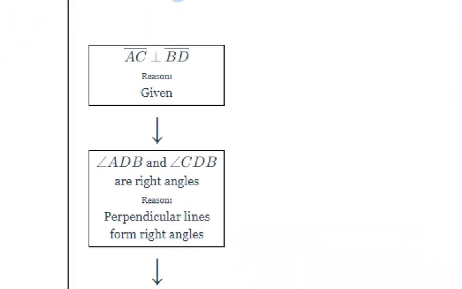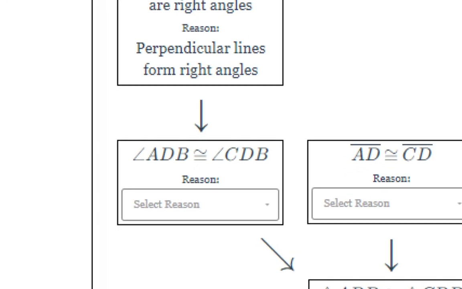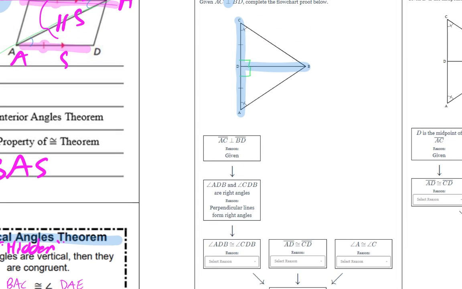Okay, so next, this says ADB is congruent with CDB. So how do we know that ADB and CDB are congruent? Well, if we look at our options, let's click over here on the options. The options come up to all right angles are congruent. That's why. All right angles are congruent.